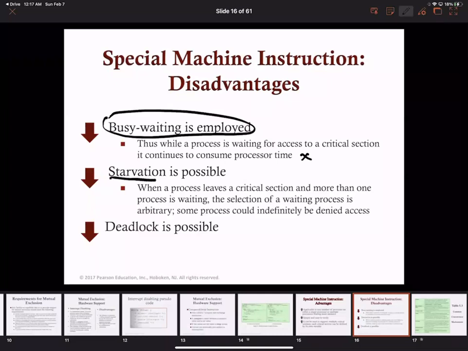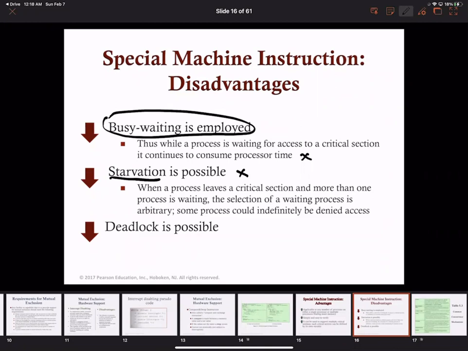Also, starvation is possible. When a process leaves a critical section and more than one process is waiting, the selection of a waiting process is arbitrary. Thus, some process could actually be indefinitely denied access to any resource. So that's why starvation might happen, and this is not good either.